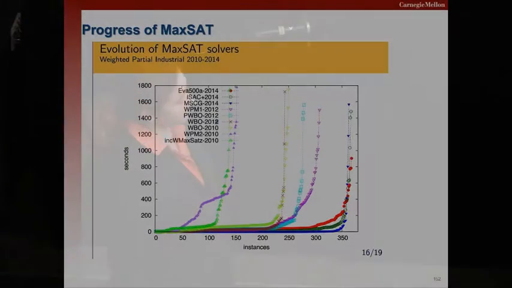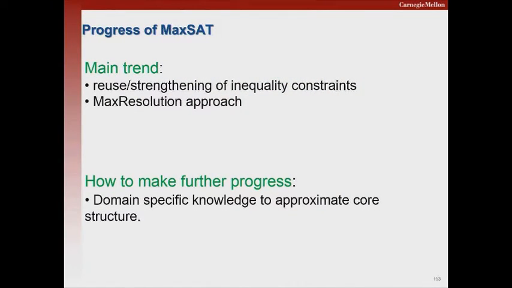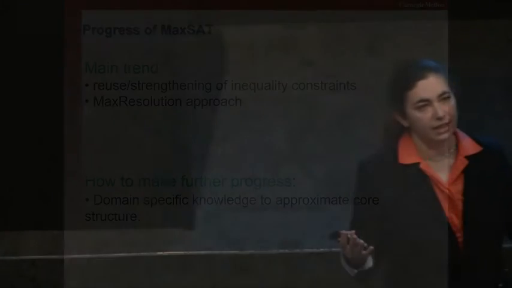A similar situation holds with MaxSAT solvers. We had a few performance leaps over the last few years, but again, I don't think we will get much more significant leaps in the next few years unless we are able to exploit domain-specific information. For example, one way to do it: when we were talking about the cores, there was a question about what these cores look like. In industrial instances, cores have structure.